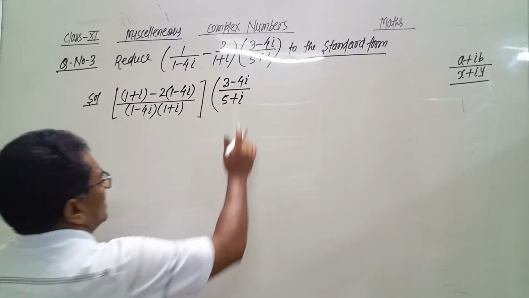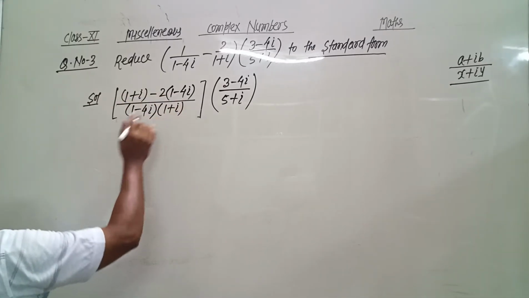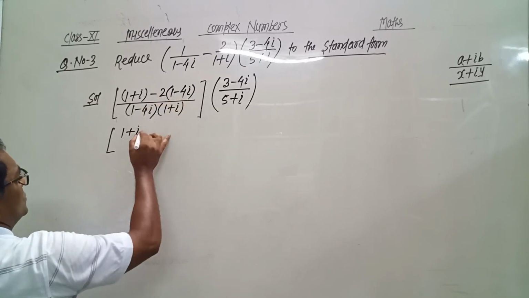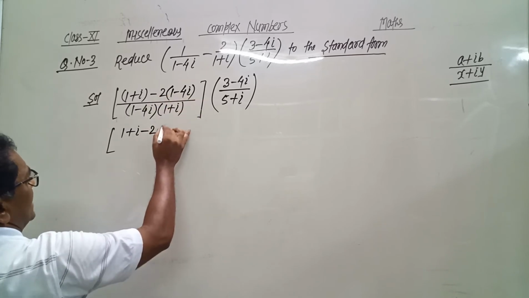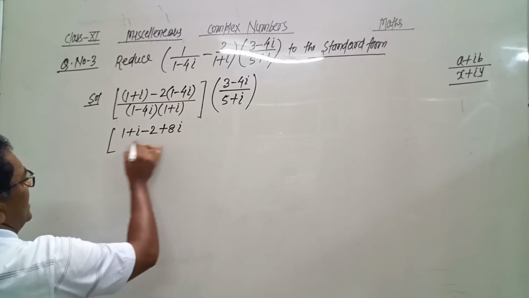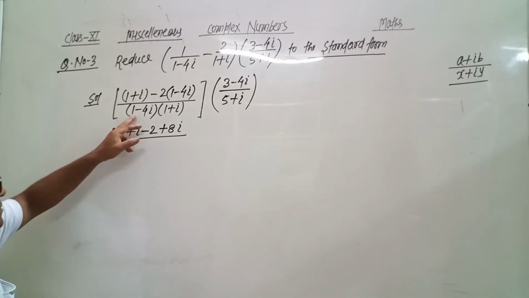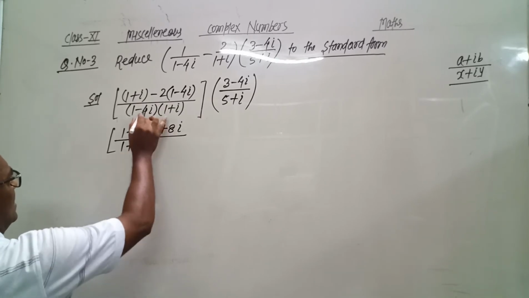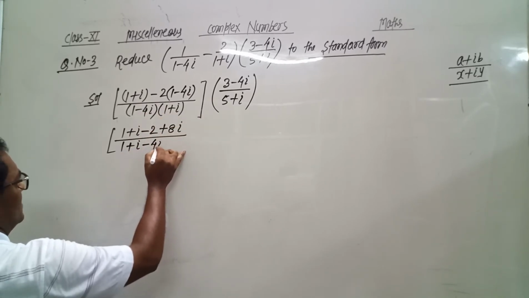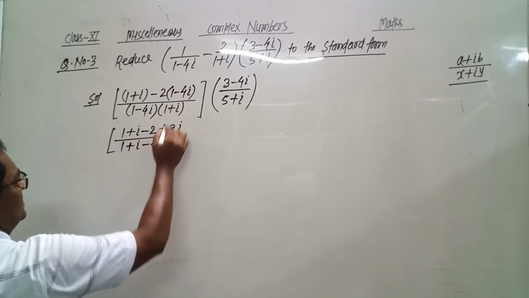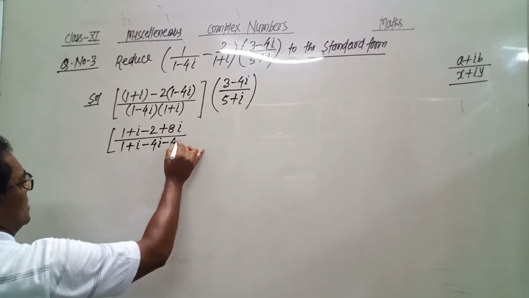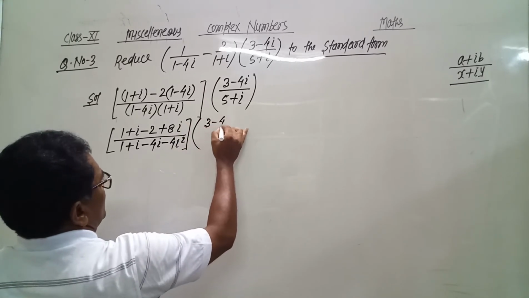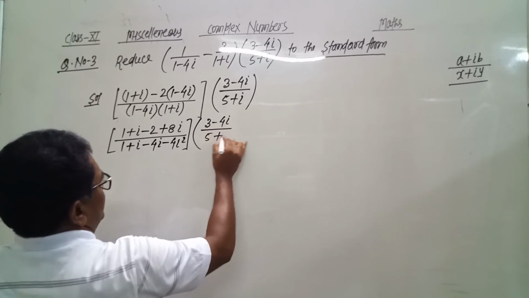So we solve the bracket and we get 1 plus iota, minus 2 into 1 minus 2, and minus minus plus 2 into 4, 8 iota, and 1 multiplied by 1 plus 1 into iota, minus 4 iota into 1, minus 4 iota, and minus plus minus 4 iota into iota, 4 iota square. Then 3 minus 4 iota upon 5 plus iota.